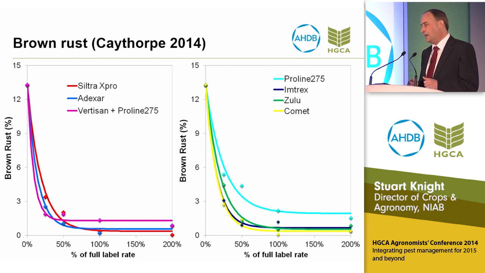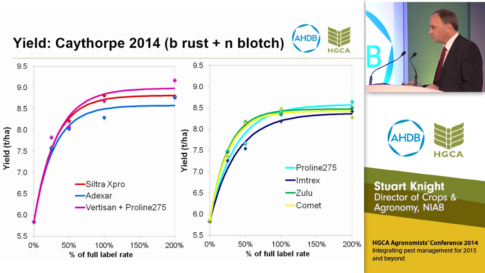So we've clearly got a range of single actives there that have good levels of activity that we can utilise. And not surprisingly, the three SDHI azole mixtures, all giving us very good levels of brown rust control, and really nothing to choose between them. All the products, all the actives are working very well.